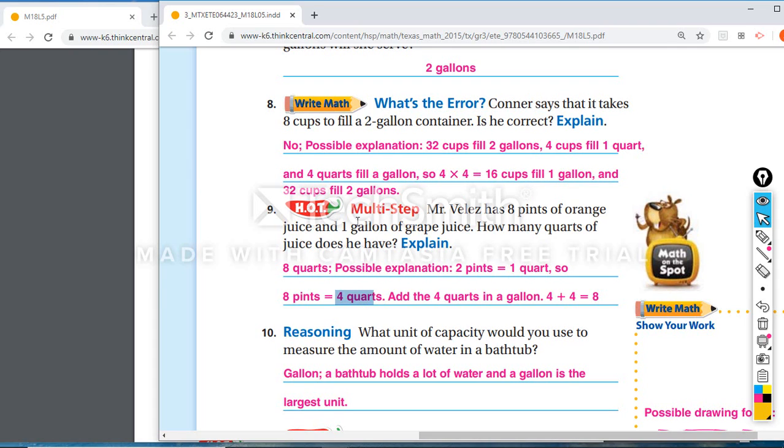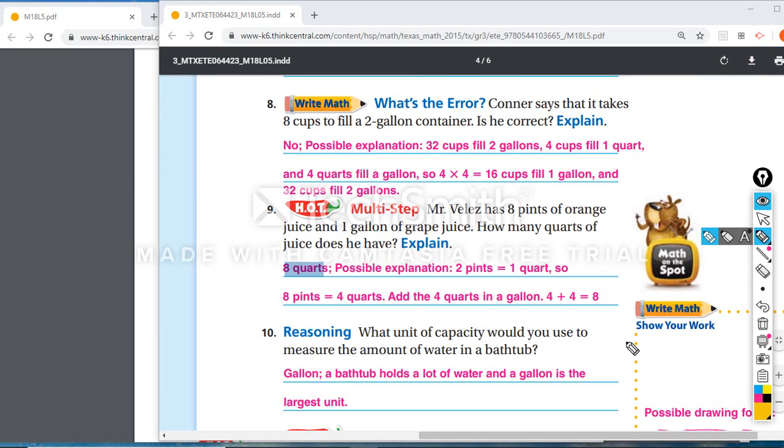Now I need to figure out how many quarts I need for a gallon. If I go to my reference picture, I know it takes 4 quarts in a gallon. So if I add the 4 quarts for the gallon and the 4 quarts I got from the 8 pints, I get 8. So I have 8 total quarts. Okay, so that's how you do that.